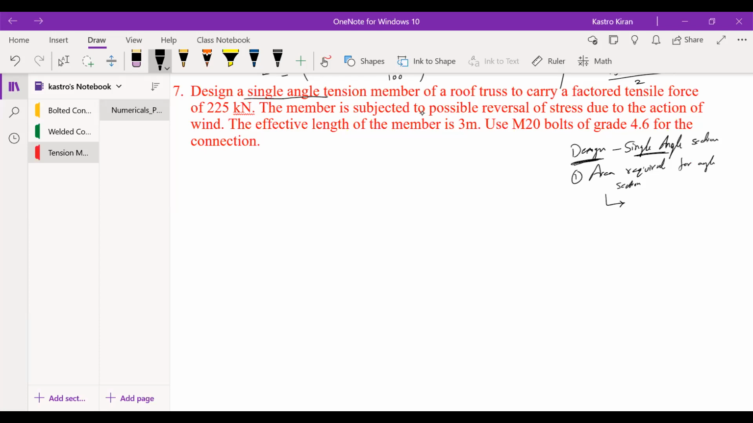based on formula, select appropriate unequal angle. Remember, select appropriate unequal angle. So in the design of tension members, don't go for the selection of equal angles. Always select the unequal angles. Okay, that will be efficient for the connection. So this is the first thing.